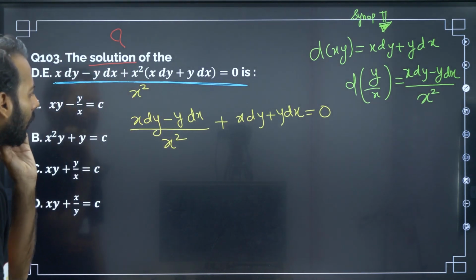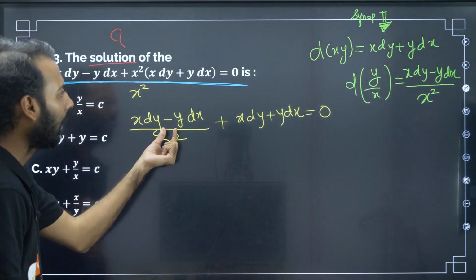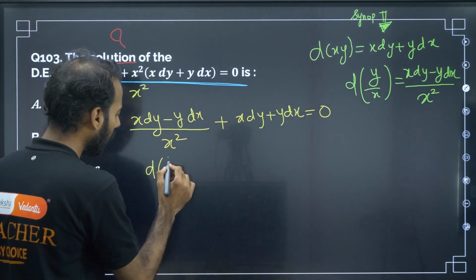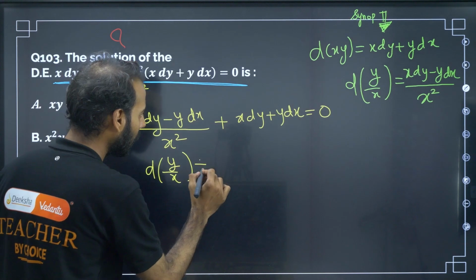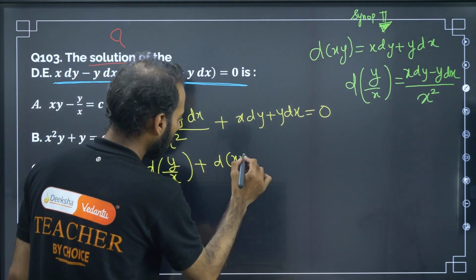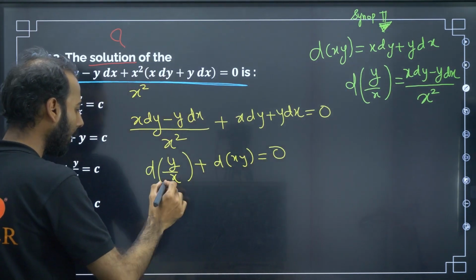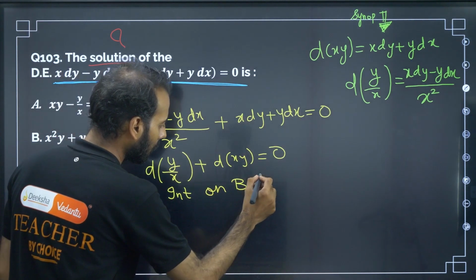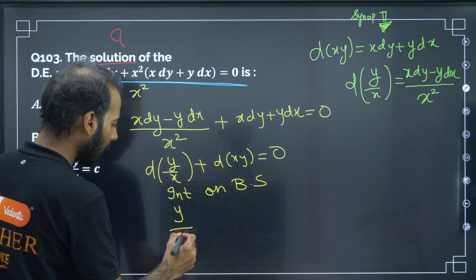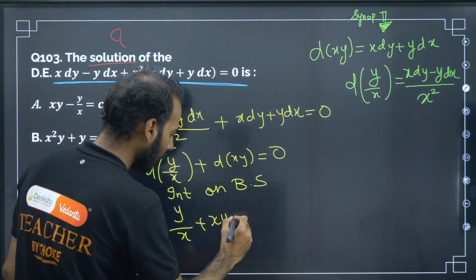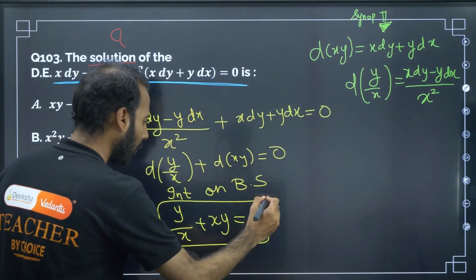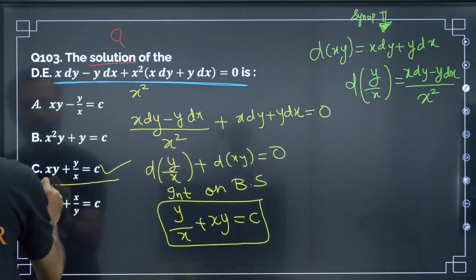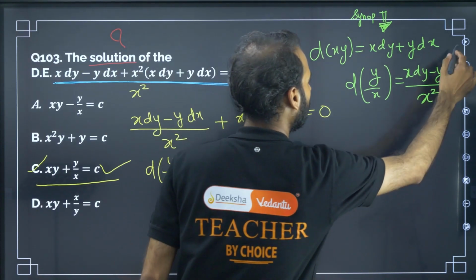So what are we talking about? Now if I observe this term, this is equal to differentiation of y by x plus differentiation of xy is equal to 0. If I apply integration on both sides, I am left with y by x plus xy is equal to c. Is there any option like this? C is the answer. Moving on to next question.